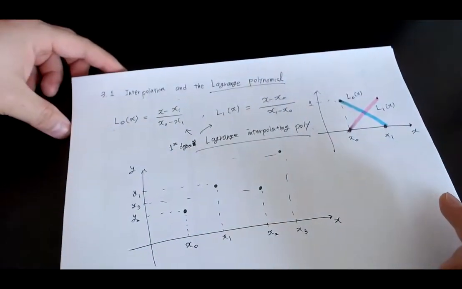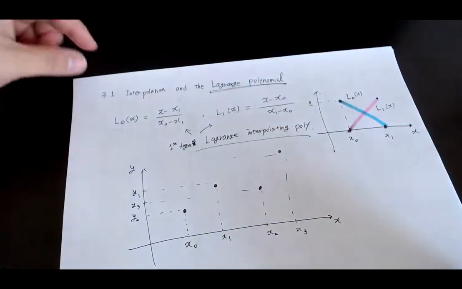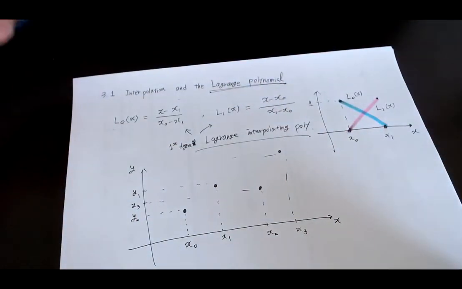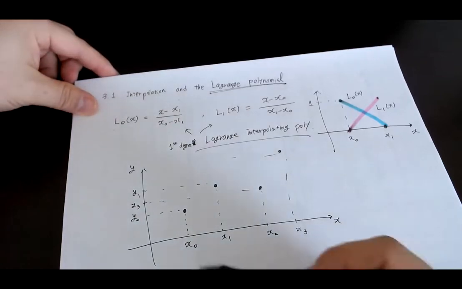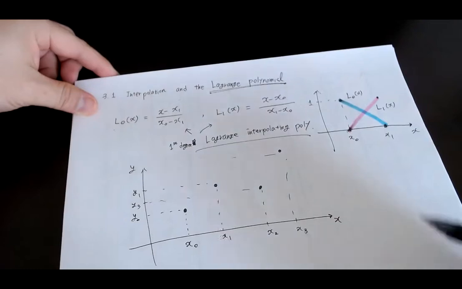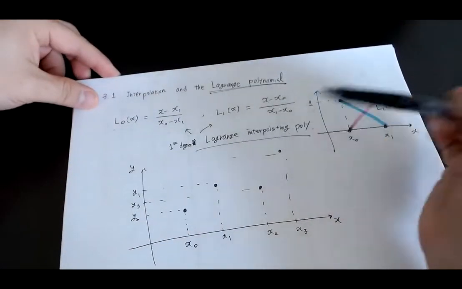What does that mean, the Lagrange polynomial? It's a polynomial function that fits the given data. We construct the Lagrange polynomial using the Lagrange interpolating polynomials.